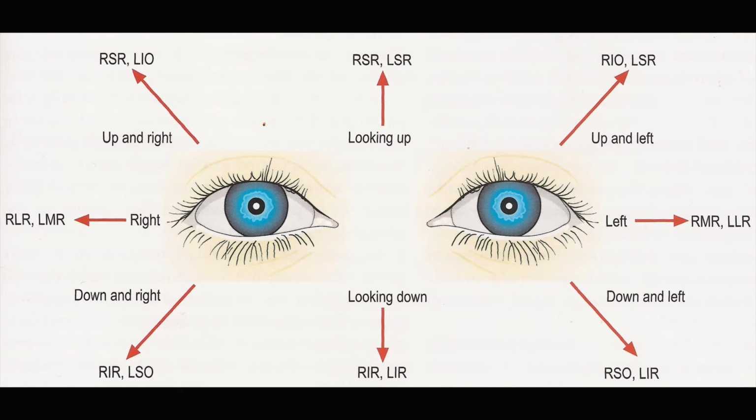The diagram shows the muscles that are involved in producing 8 of the 9 positions of gaze. The 9th position is straight ahead. You can pause the video to look at this diagram in more detail. The initials refer to the 4 rectus muscles and the inferior and superior oblique muscles. We will now test the individual eye muscles.